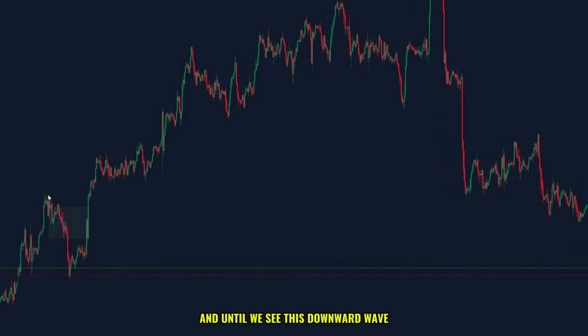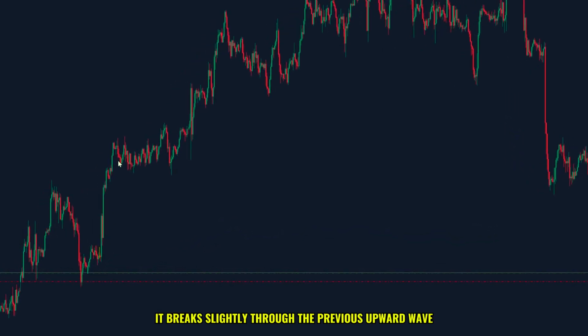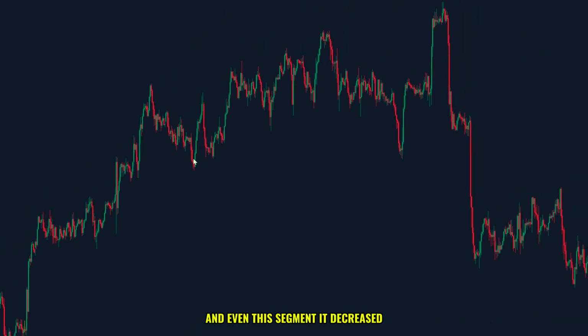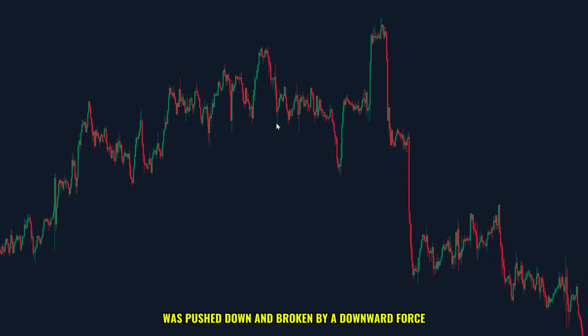And until we see this downward wave, it breaks slightly through the previous upward wave. Then the upward force had gradually weakened, and even this segment, it decreased, but then the upward wave still broke up. Here, downward wave here, the upward wave still broke up. Then after that, we see the upward force continues to push up. However, this upward force after pushing up was pushed down and broken by a downward force.